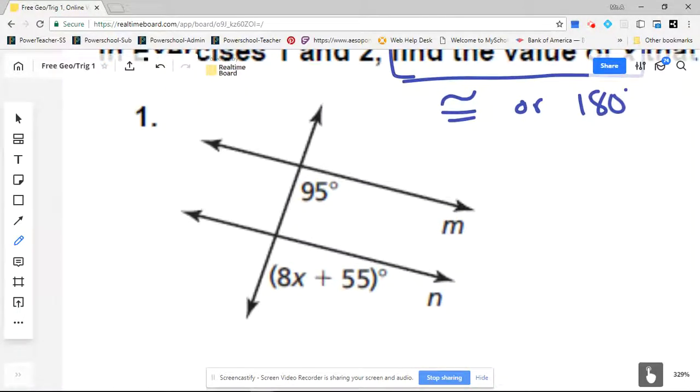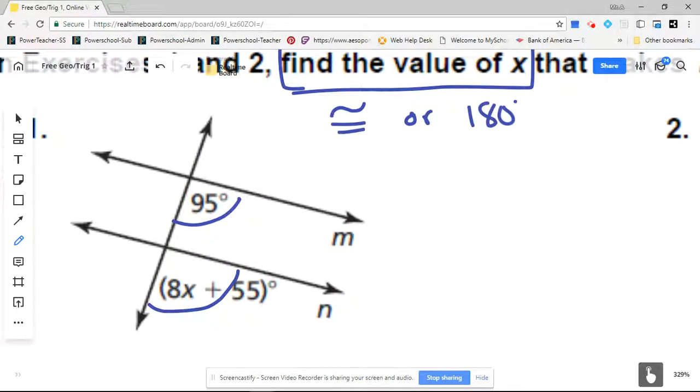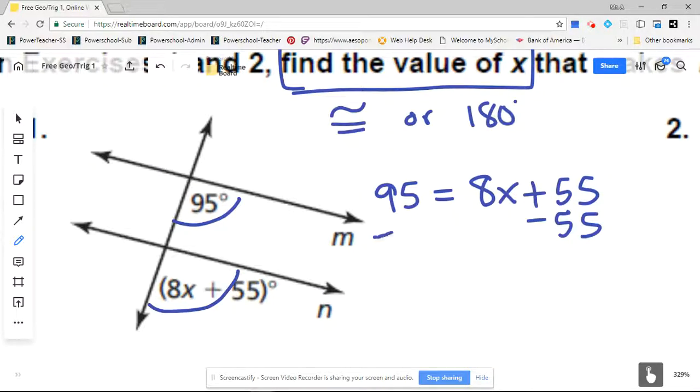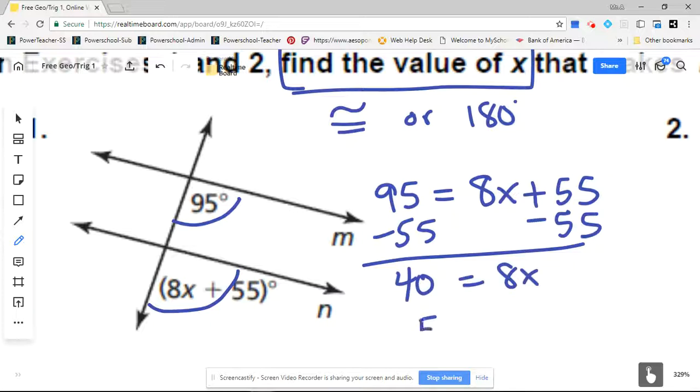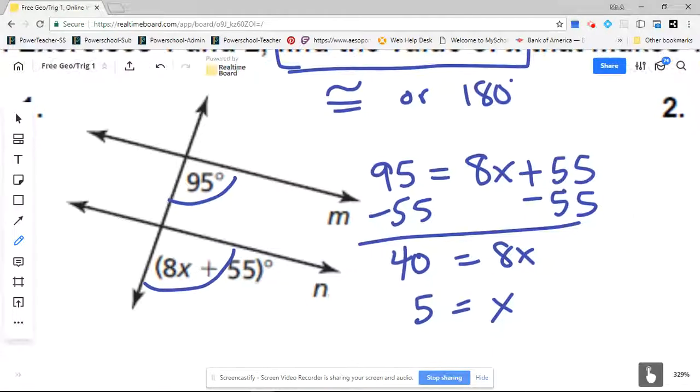When I'm looking at this, I see corresponding angles. Corresponding angles are always congruent. So I would make 95 equal to 8x plus 55. And I would subtract 55 on both sides. So you get 40 equals 8x. Divide by 8, and you get x is 5.